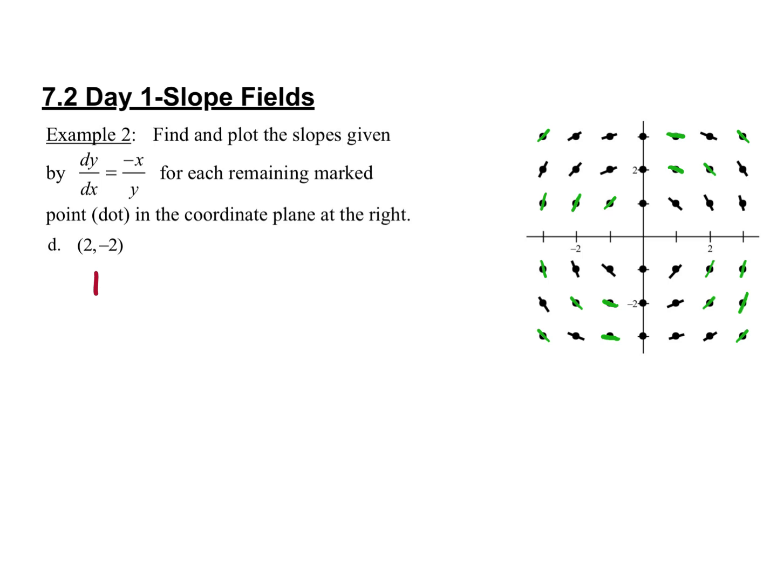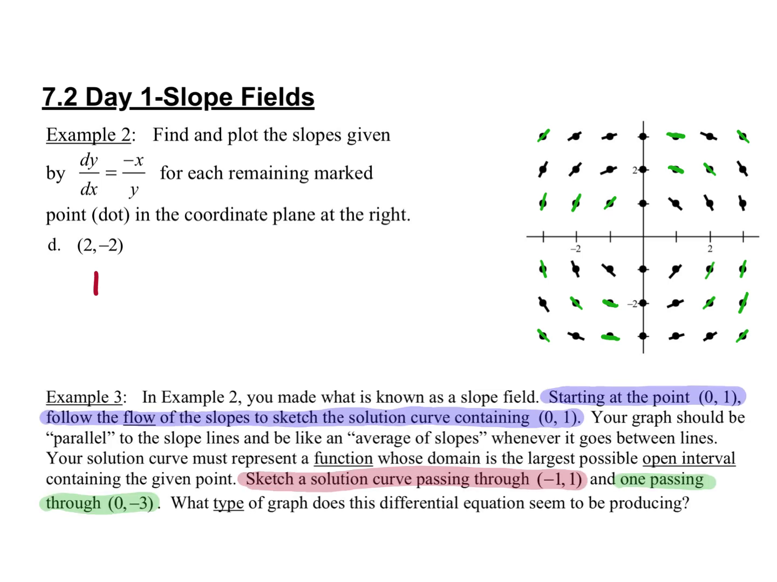Okay? Now, we're going to move right into example 3. And you can probably take a picture of this if you want. You can screenshot it from Brooke, whichever. But there's 3 things that I've highlighted here. Okay? So, example 2, we made the slope field. Now, in blue, part of the thing that we're trying to do is say starting at the point 0, 1. Okay, 0, 1. That's this point right here.